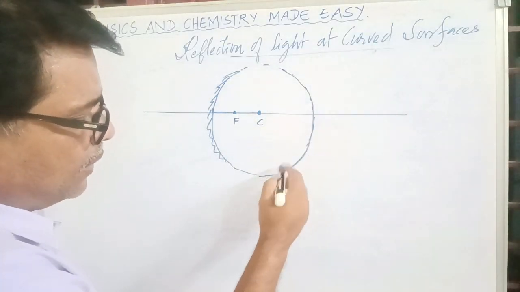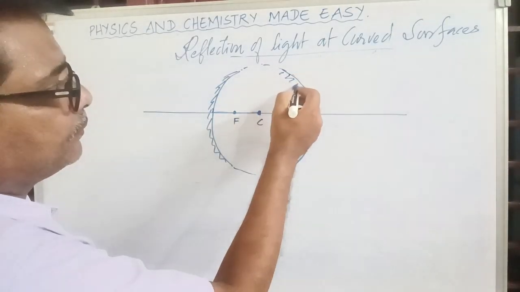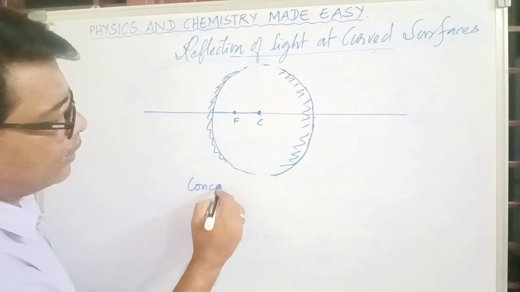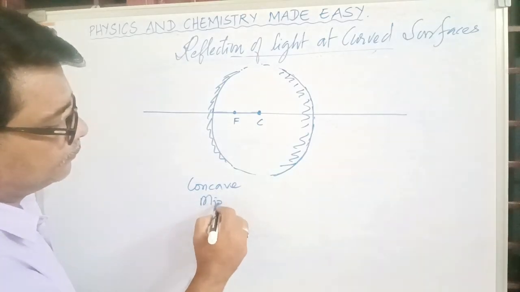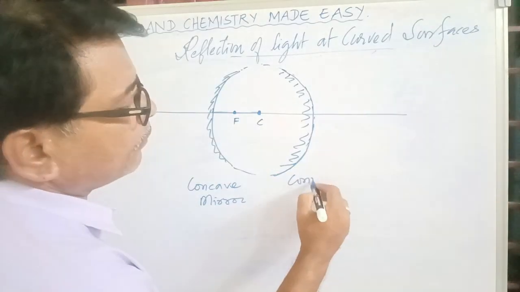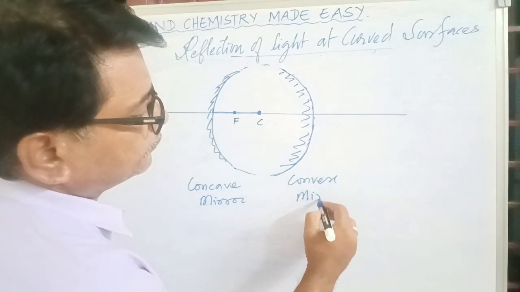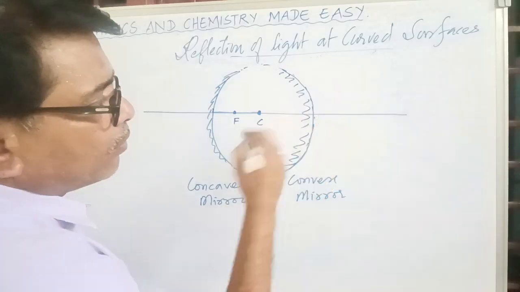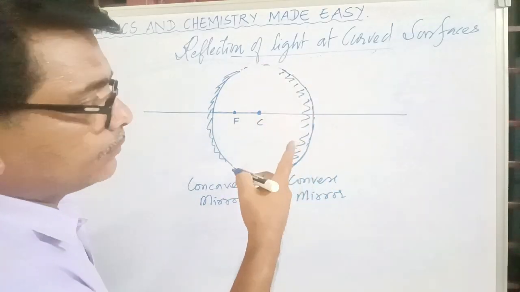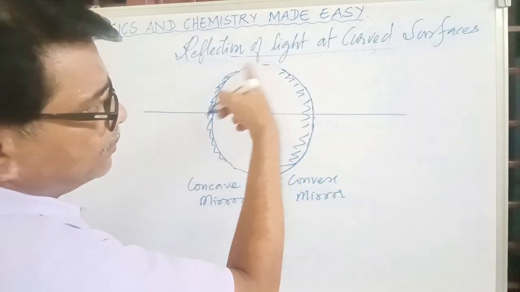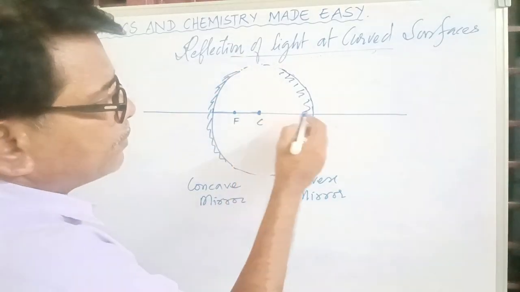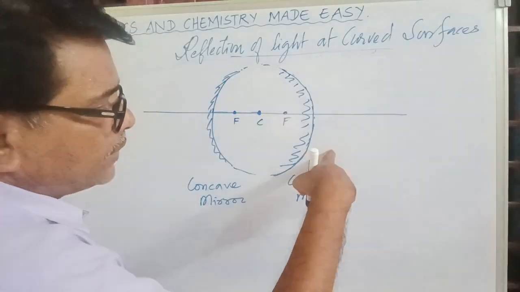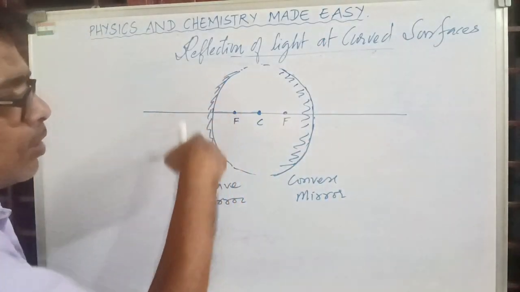Suppose you are coloring this one inside. Now as I said, this will behave as a concave mirror. And this will behave as a convex mirror. Good. Whether it is concave or convex, it is out of one sphere. This is the center of the circle, the sphere, nothing but the center of the sphere. Then this part is also divided into two halves, therefore this is considered the focal point for convex. This is considered the focal point for concave.